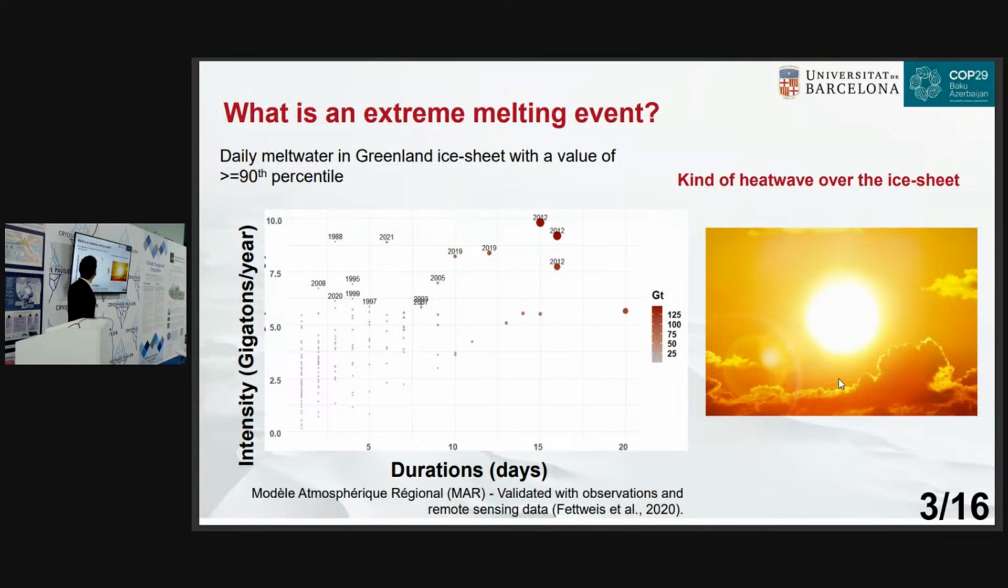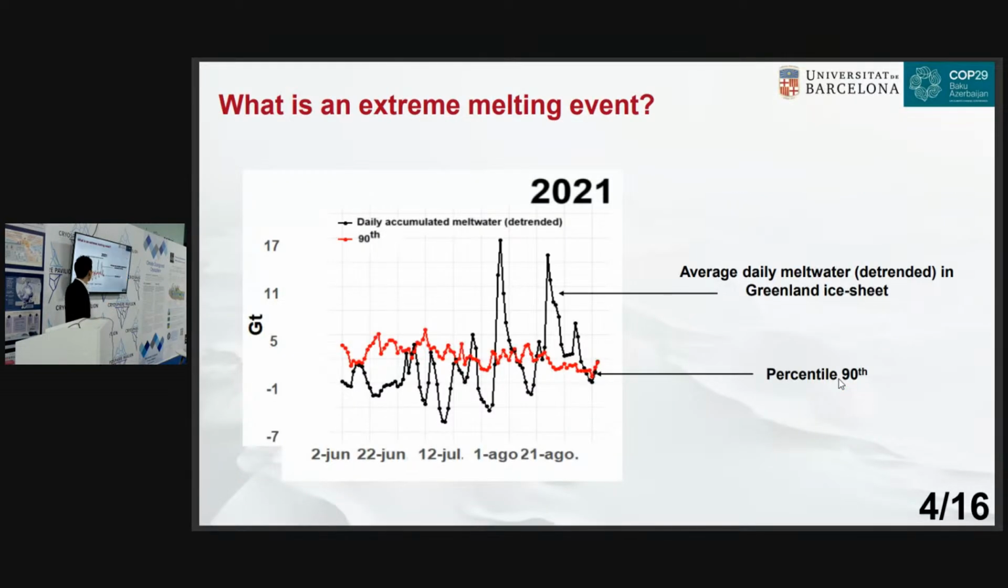Extreme melting events are a kind of heat wave that happens over the Greenland Ice Sheet, and they are characterized by a very intense daily meltwater, with very high values. In this presentation, the data come from the Modèle Atmosphérique Régional, which has been validated previously in Greenland with observations and remote sensing data.